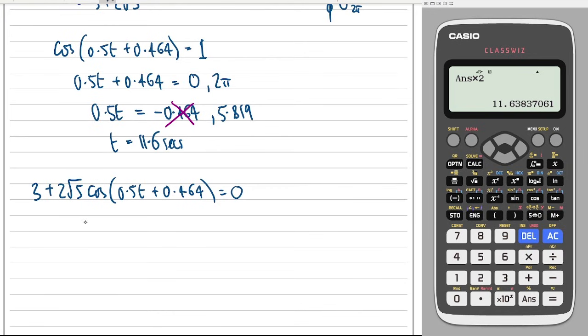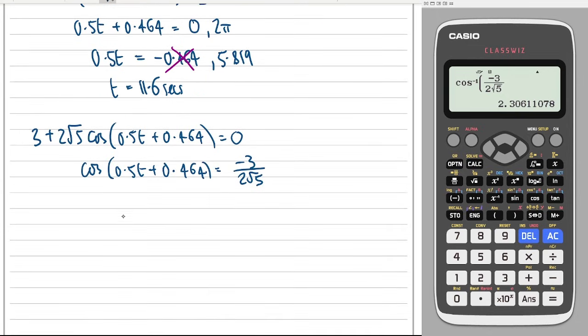Okay, let's rearrange for the cosine function. And that's going to give me minus 3, and then divide that by 2 root 5. So let's take cosine to the minus 1 of that. Cosine to the minus 1 of minus 3 over 2 root 5. And we get 2.31. So I'm going to get 0.5t plus 0.464 is equal to 2.31.